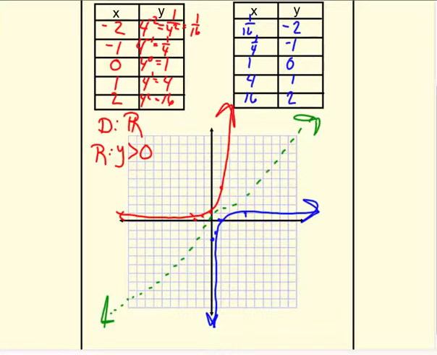For the inverse, what happens is the domain and the range flip. So the domain of the inverse is x is greater than 0, and the range of the inverse is all real numbers. So we can only put positive values into a log function, but we can get any values out of the log function, positive, negative, and 0.